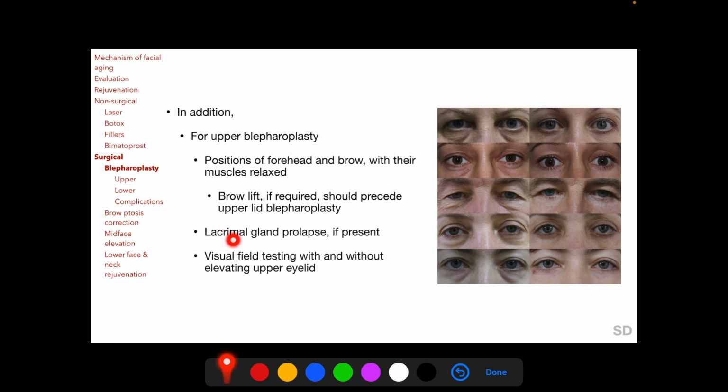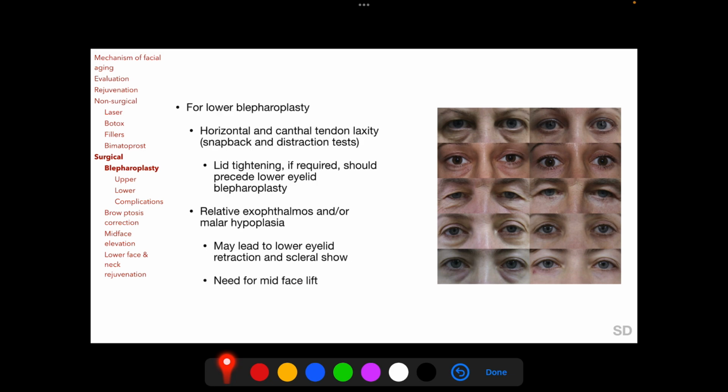A lacrimal gland prolapse, if present, should be noted, and visual field testing once with and once without elevating the upper eyelid is important for documentation. Additional evaluation for a lower eyelid blepharoplasty includes assessment for horizontal and canthal tendon laxity with snapback and distraction tests, which we have discussed in the session on ectropion, and a lid tightening procedure, if required for lid laxity, should precede the lower eyelid blepharoplasty procedure.